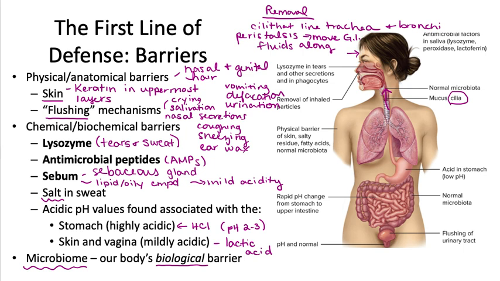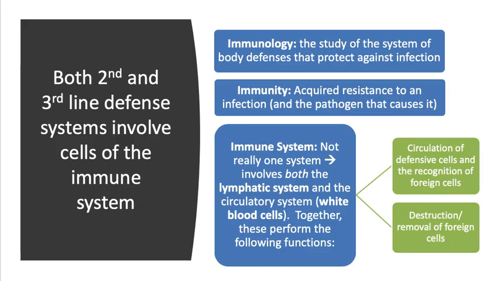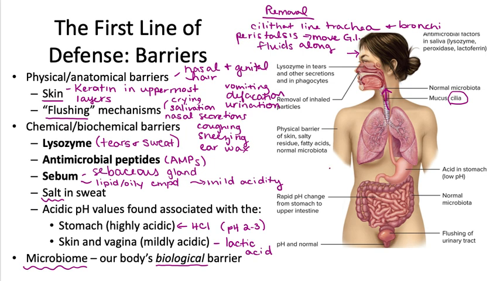Okay, that's it for the first line of defense, our physical, chemical, and biological barriers. All right, and so if I were to give you an example of anything listed on this slide, you should be able to identify it or name it as a first line of defense mechanism.